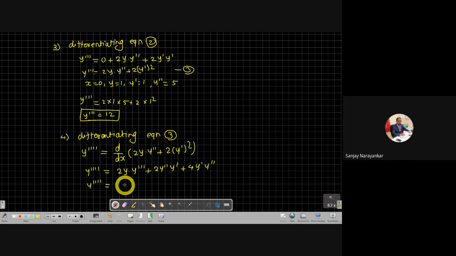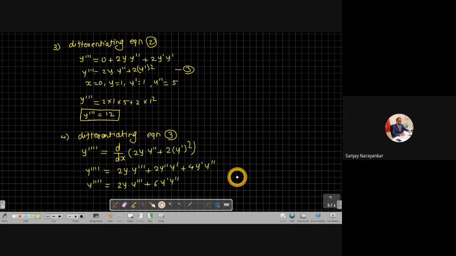Okay. Simplify this. 2y y triple dash plus, now these terms are similar. So can we write 6 y dash y double dash? Yes. Now we got all the terms.